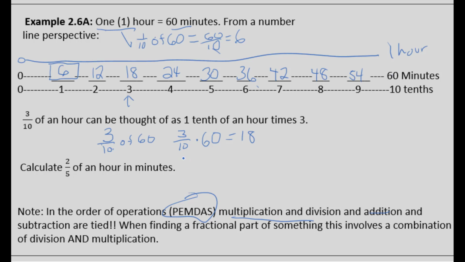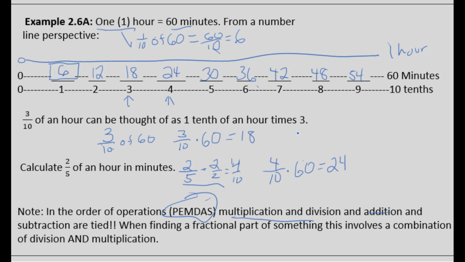Now 2/5 of an hour, we haven't quite got to this yet, but 2/5 is the same as 4/10. So that's just FYI, right? So 4/10 of an hour, that's 4/10 times 60. 60 divided by 10 is 6. 6 times 4 is 24. So 4/10 of an hour right there is 24 minutes.